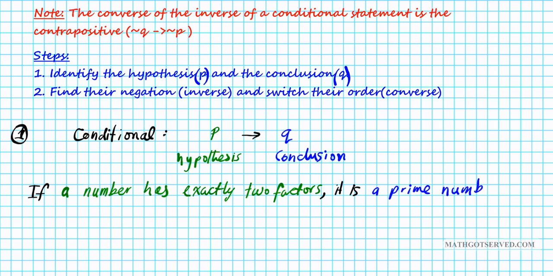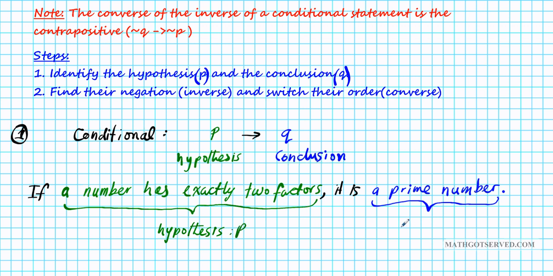All right, now can you see the hypothesis and the conclusion of this statement? The hypothesis is this first portion right here. That's our hypothesis: a number has exactly two factors. And this right here is, it is a prime number. Think about it. A number has two factors, namely itself and 1. So it's a prime number. So this is our hypothesis, which is P, and this is our conclusion, which is Q.